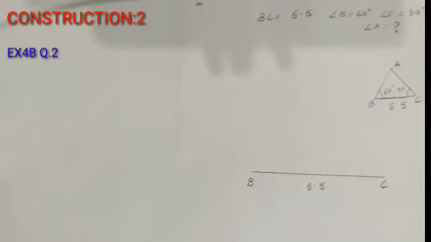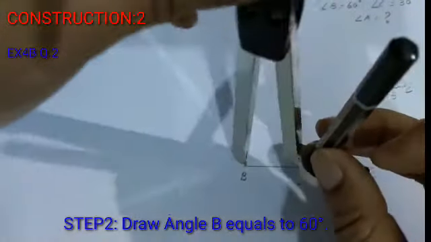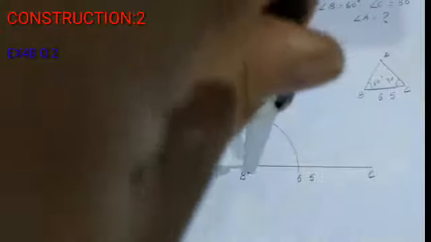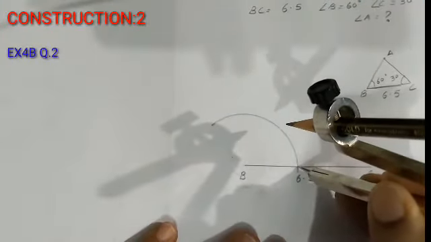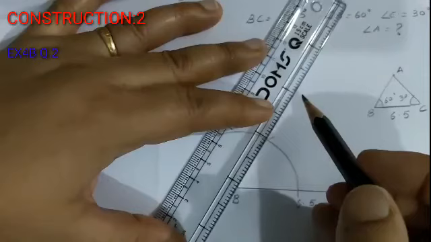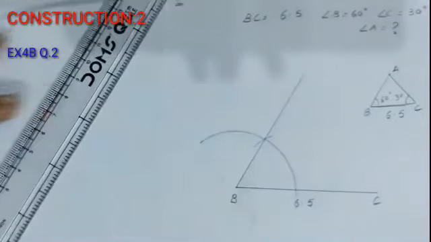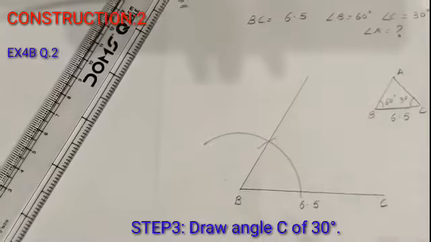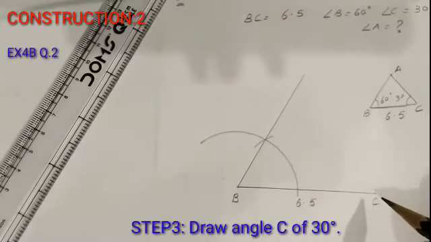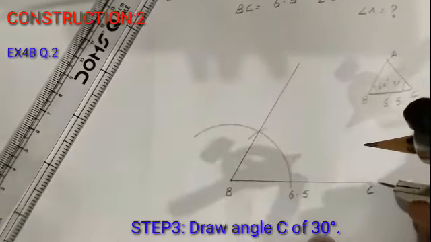So we'll keep the compass on B and construct an angle of 60 degrees. Students, you should practice more and more to construct the angles using compass. Step 2 is completed. This angle of 60 degrees is constructed. Now step 3, construct an angle C of 30 degrees. So let's take C as center and draw the angle of 30 degrees.